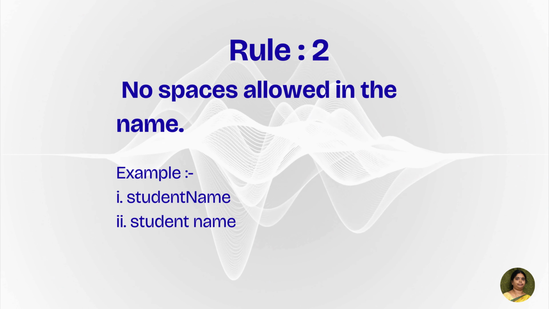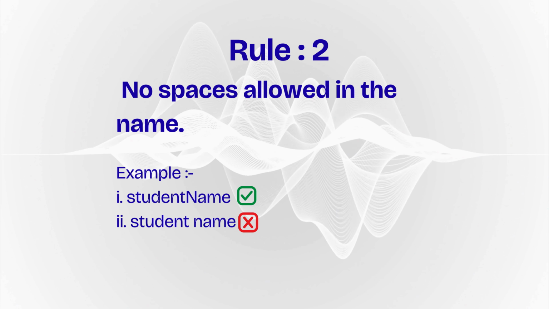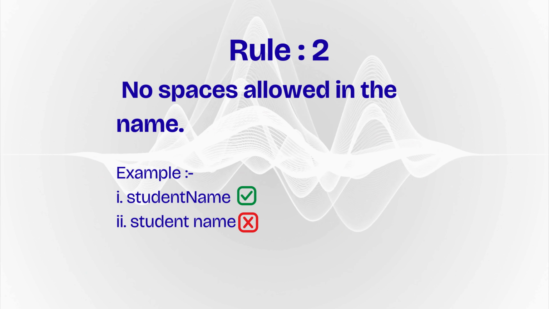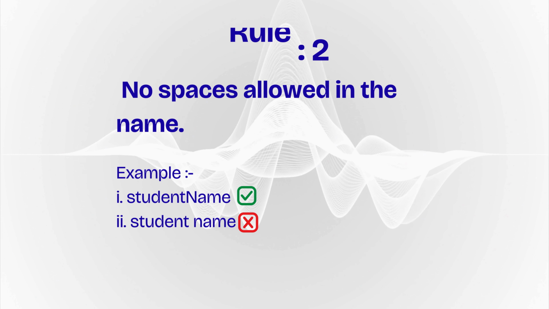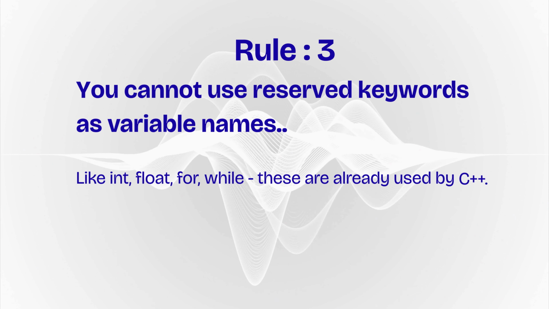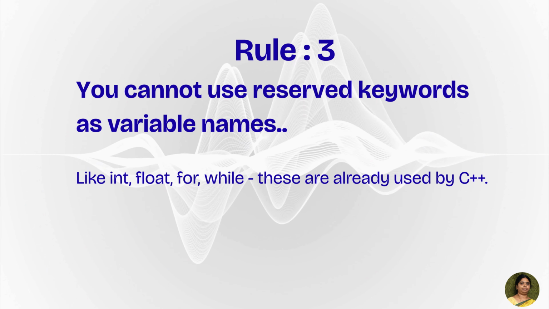We can't give space in between the words. If we are giving space, then we have to give an underscore and write student_name. Rule number 3: never use C++ keywords like int, while, for.